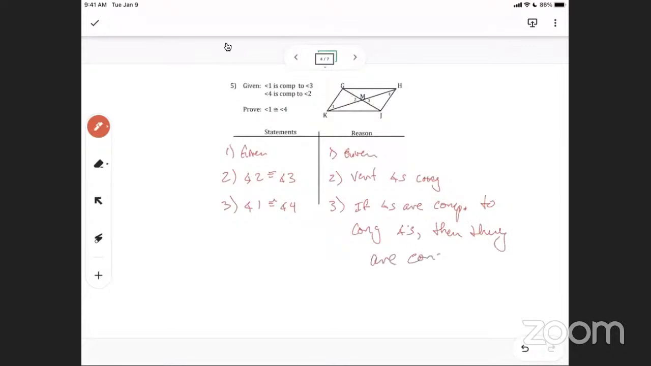Do you see how that's what I have here? Because I have complementary, I have 2 and 3. I'll even write it in here so you can see it. If angles are complementary to congruent, the congruent angles are 2 and 3. And the complementary angles are 1 and 4.